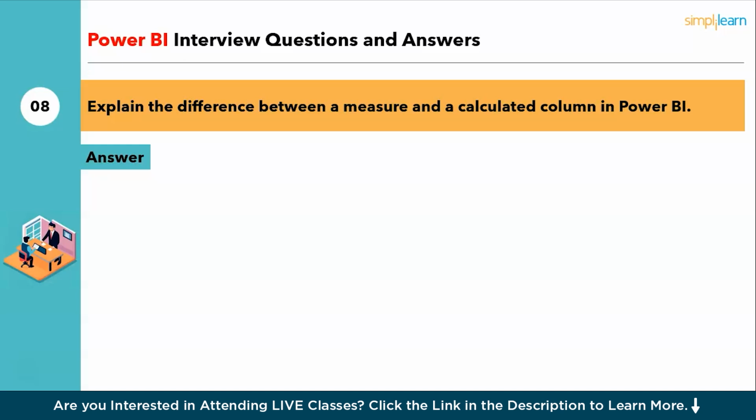Most often the question can be asked as what's the difference between a measure and a calculated column, or a measure and a calculated field, or a measure and a dimension, right? So the answer should be like this. Just pay attention to what the interviewer is asking you and answer wisely. If he's asking you the difference between measure and dimension, it's clear, self-explanatory. A measure is something which can be measured. The number is a measure.